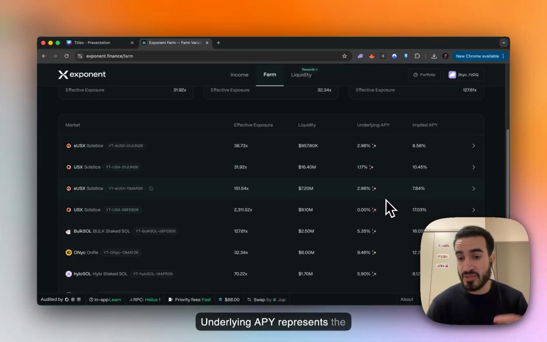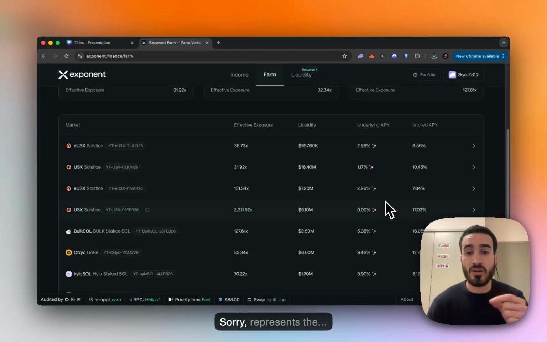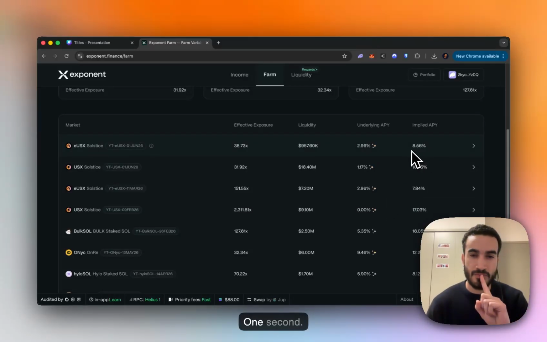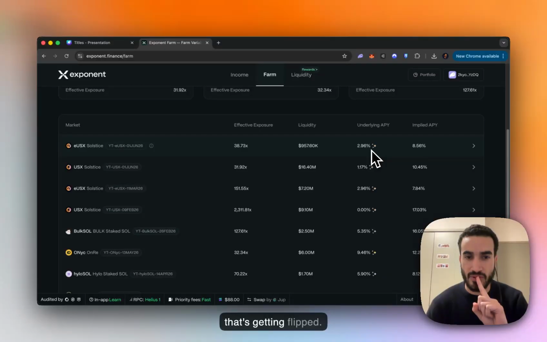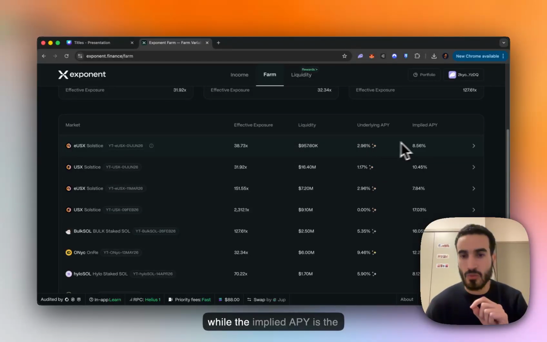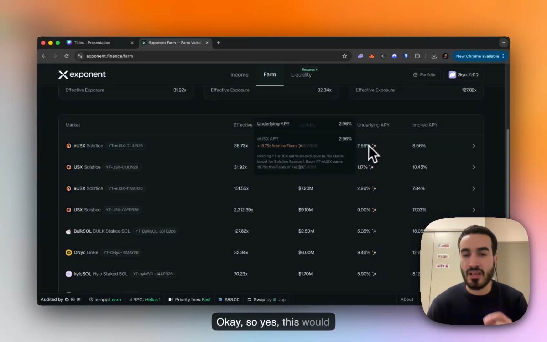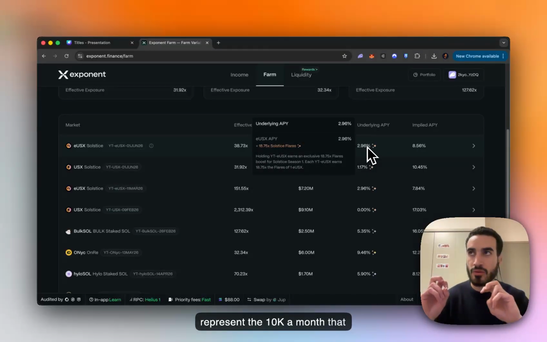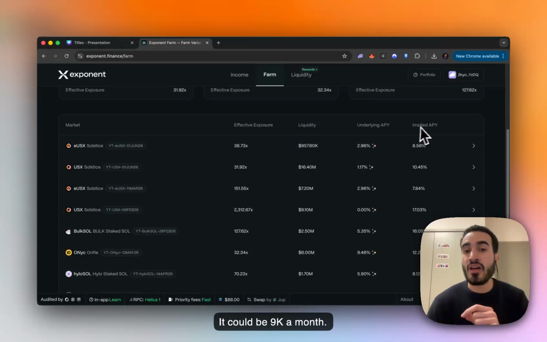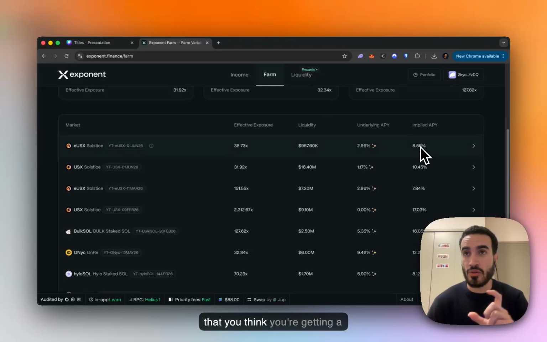Underlying APY represents the rent money. One second. The underlying APY is what you're collecting on the YTs that's getting flipped. So yes, this is the rent, the rent money collected, while the implied APY is the discount that you think you're getting. So this would represent the 10K a month that you're collecting. It could go up or it could go down. It could be 11K a month, it could be 9K a month. And then this is the current price that you think you're getting a discount on.